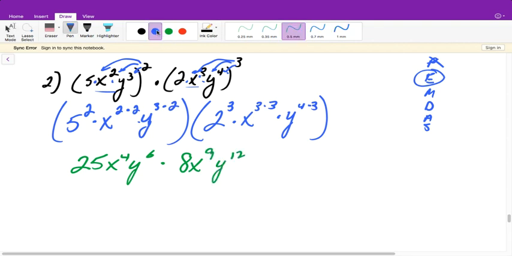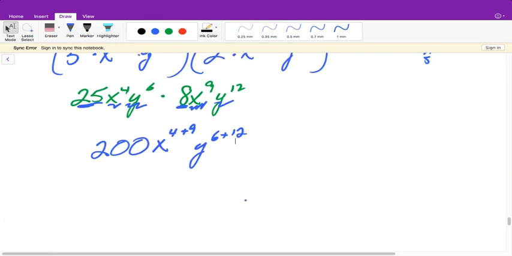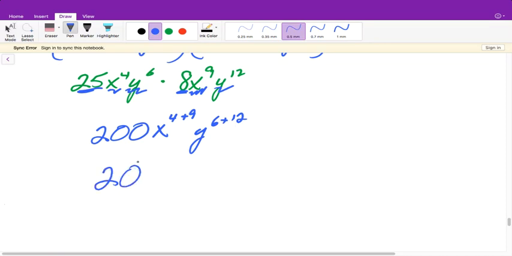And now since these are being multiplied, we go ahead and multiply all of our likes with our likes. So we will do 25 times 8, which is going to give me 200. We will then do x to the fourth times x to the ninth. Since these are the exact same base, we would add them, so 4 plus 9. And then we will have y to the sixth times y to the 12th. Since they're the like base, we add them, so it becomes 6 plus 12. So this then is your final answer, 200 x to the 13th, y to the 18th power.